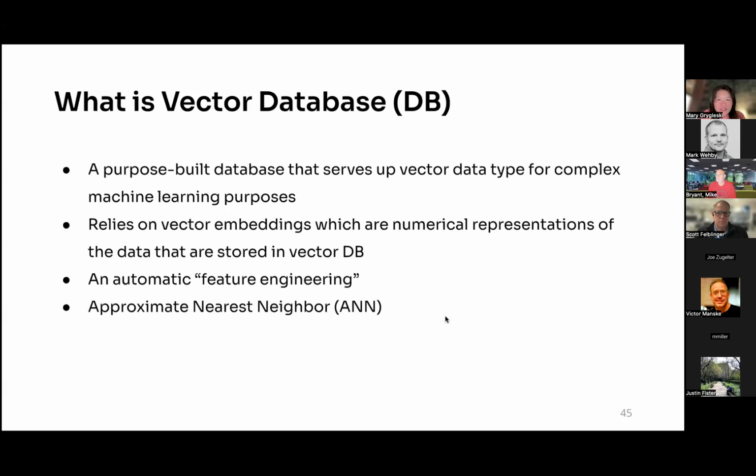So what is a vector database? It's a purpose-built database that serves up vector data types for complex machine learning purposes. And how it can do it is basically it relies on vector embeddings. Vector embeddings are essentially numerical representations of the data that are stored in the vector database. And you may be asking, why do we need it? It's true, you don't have to have it.